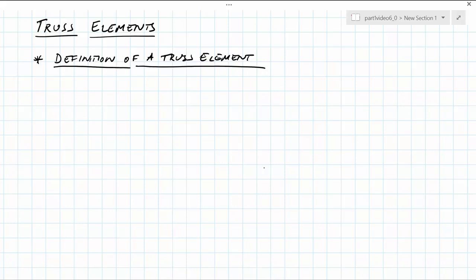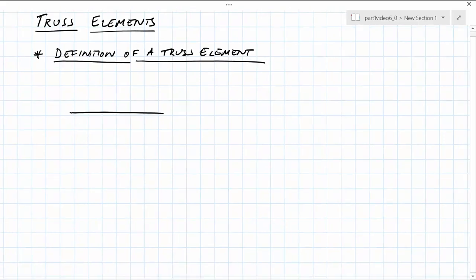In this video, you'll learn how truss elements are defined and their corresponding stiffness matrices are derived. A truss element is like an axial element, except that it can be orientated in any direction. Axial elements feature only a single degree of freedom per node, and they need to be orientated parallel to one of the global axes. So in this case, it's parallel to the x-axis, but it can also be parallel to the y-axis.